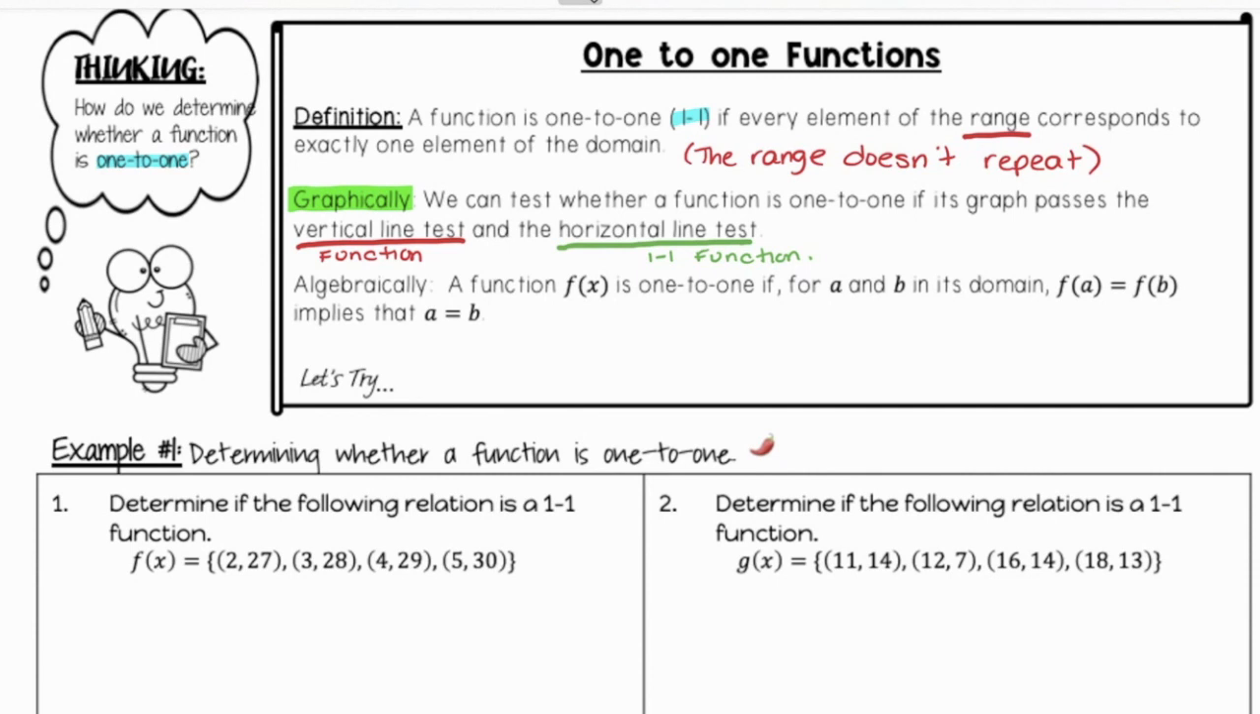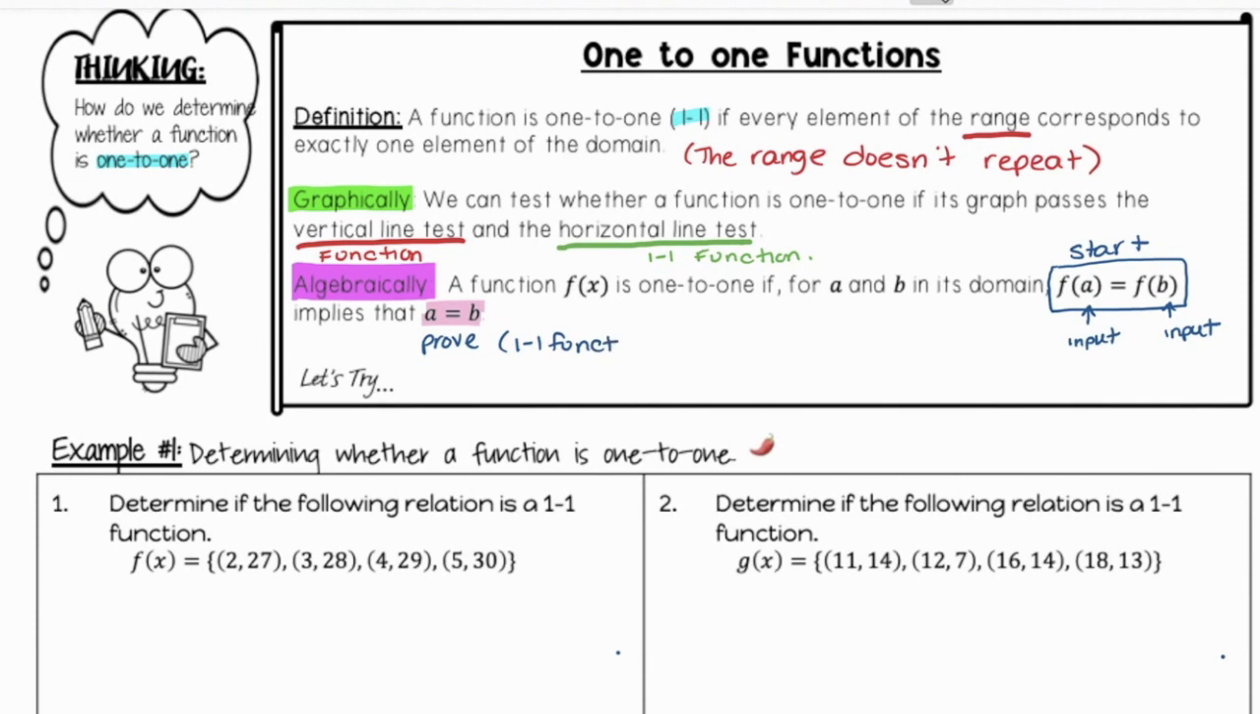There is an algebraic test for these, and this is the one that we like doing at this level. A function f of x is one-to-one if for a and b in its domain, f of a equals f of b implies that a equals b. So what does that mean? What we are going to start with is this piece, f of a equals f of b. We're going to input our inputs here, a and then b, do our algebra, and if we are able to prove this piece, a equals b, then that means that we have a one-to-one function.